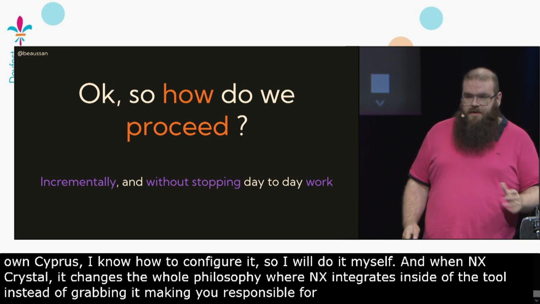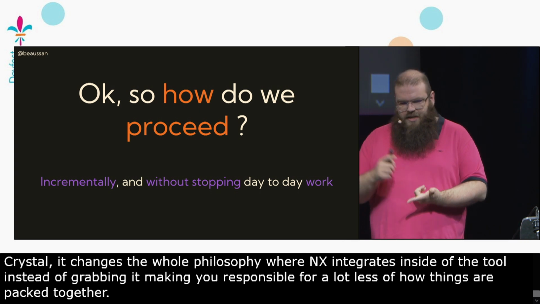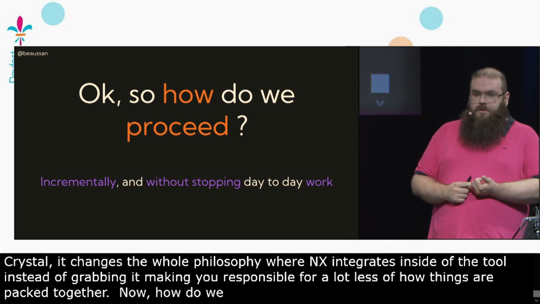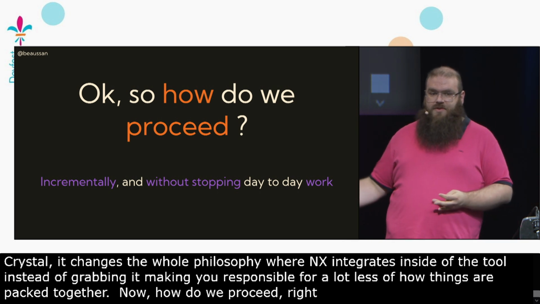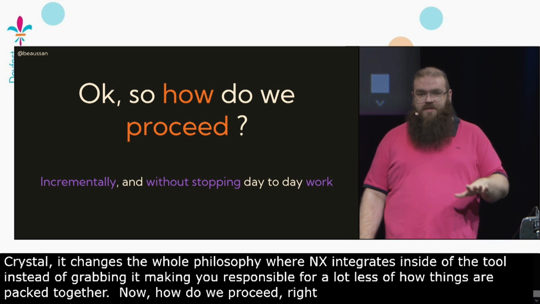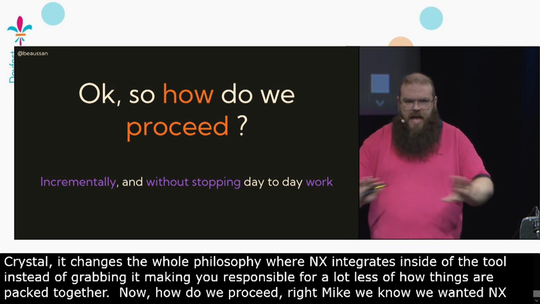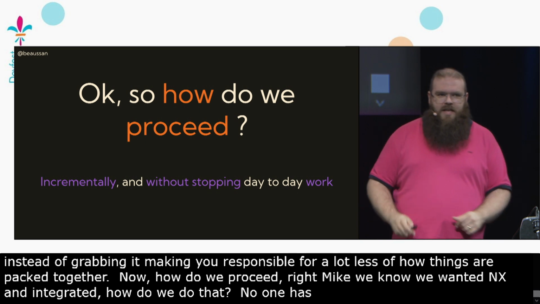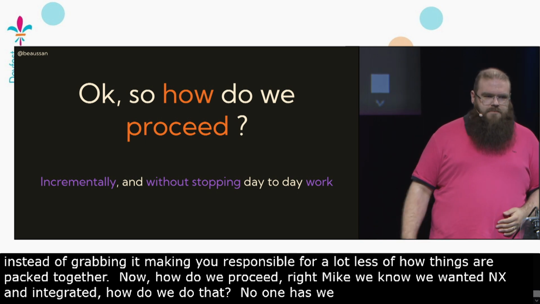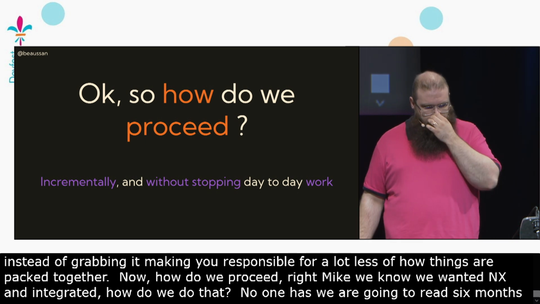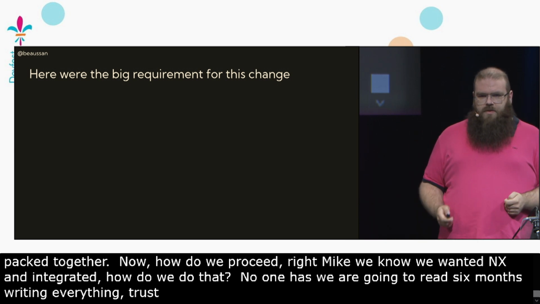Now, how do we proceed, right? We know we wanted NX, we know we wanted integrated. How the hell do we do that? And without stopping production. No one has even given the green flag to say, guys, we're going to spend 6 months rewriting everything. Trust us. That never works. I mean, rarely. So here's the big requirement we had for this change.